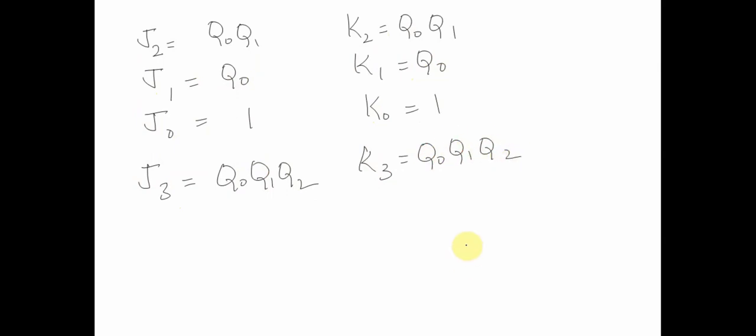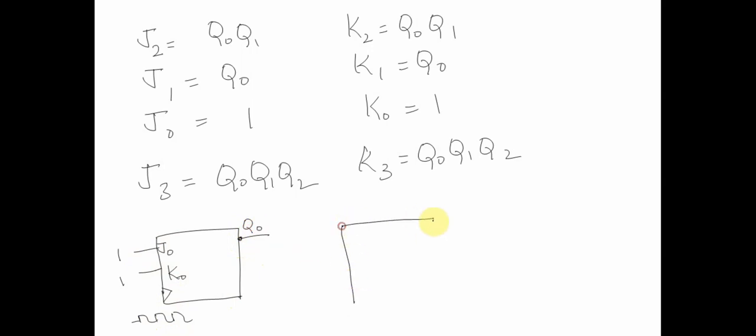So basically, our final circuit would be something like this. Our first flip-flop is J0, and both J and K would be 1. The clock would be supplied to it, and this will be the output Q0. My second flip-flop would be something like this, where J1 and K1 are Q0 and Q0. So this Q0 will feed into J1 and K1, the clock would feed in, and this will be Q1.